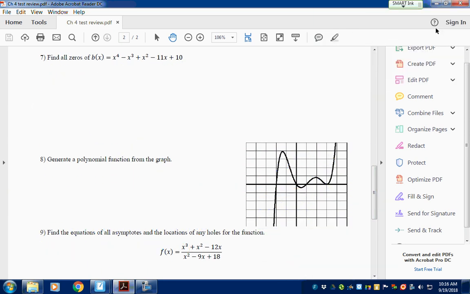Number 7, it says find all zeros. So when I say all zeros, I mean complex. It could be complex. They could all be real, but most likely I would ask for all the real zeros if they're all real. So find all zeros. Here we go. We're going to try plus or minus 1, plus or minus 2, plus or minus 5, plus or minus 10. What's the first one that worked? 1 worked? Okay. Oh, that's convenient. 1, negative 1, 1, negative 11, and 10. So bring down the 1.